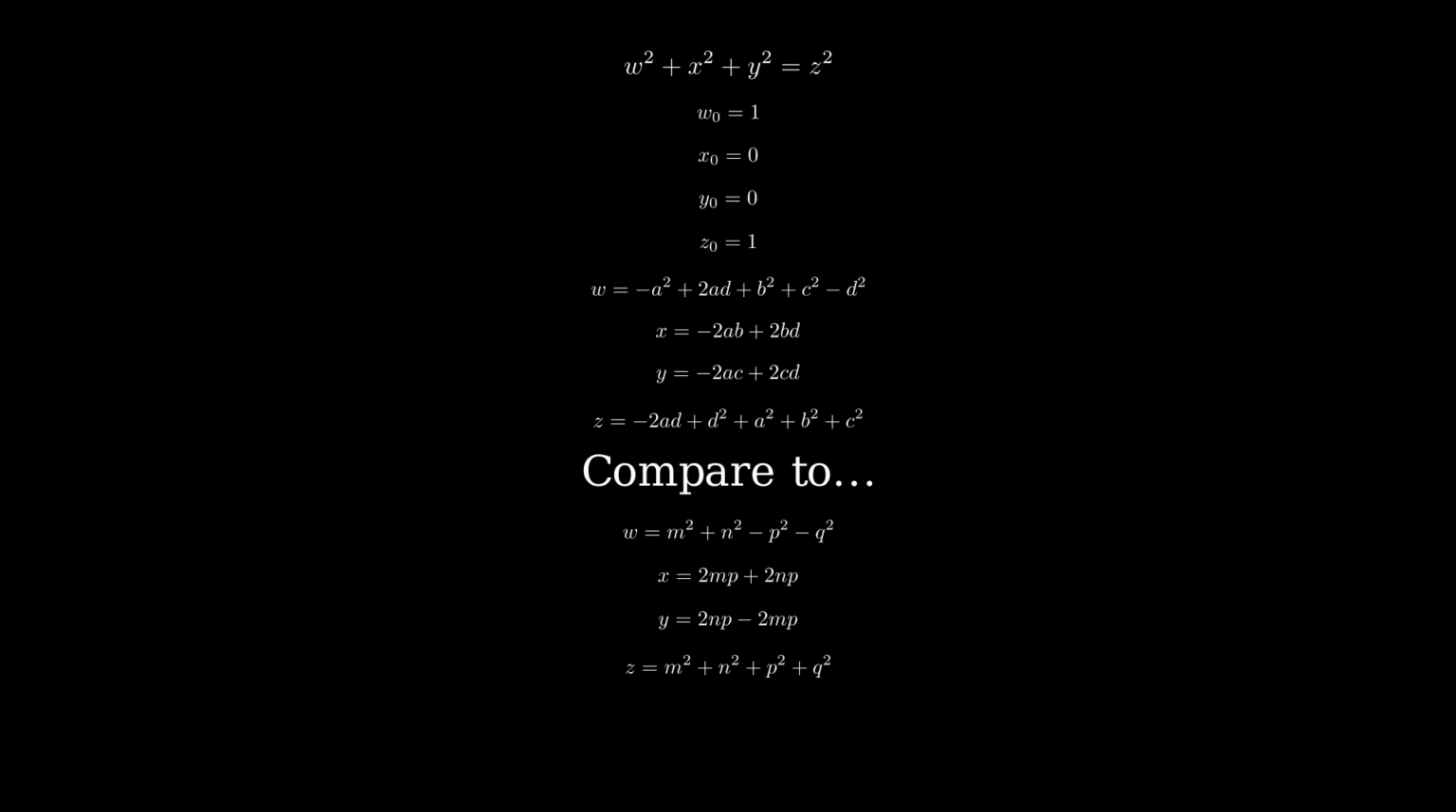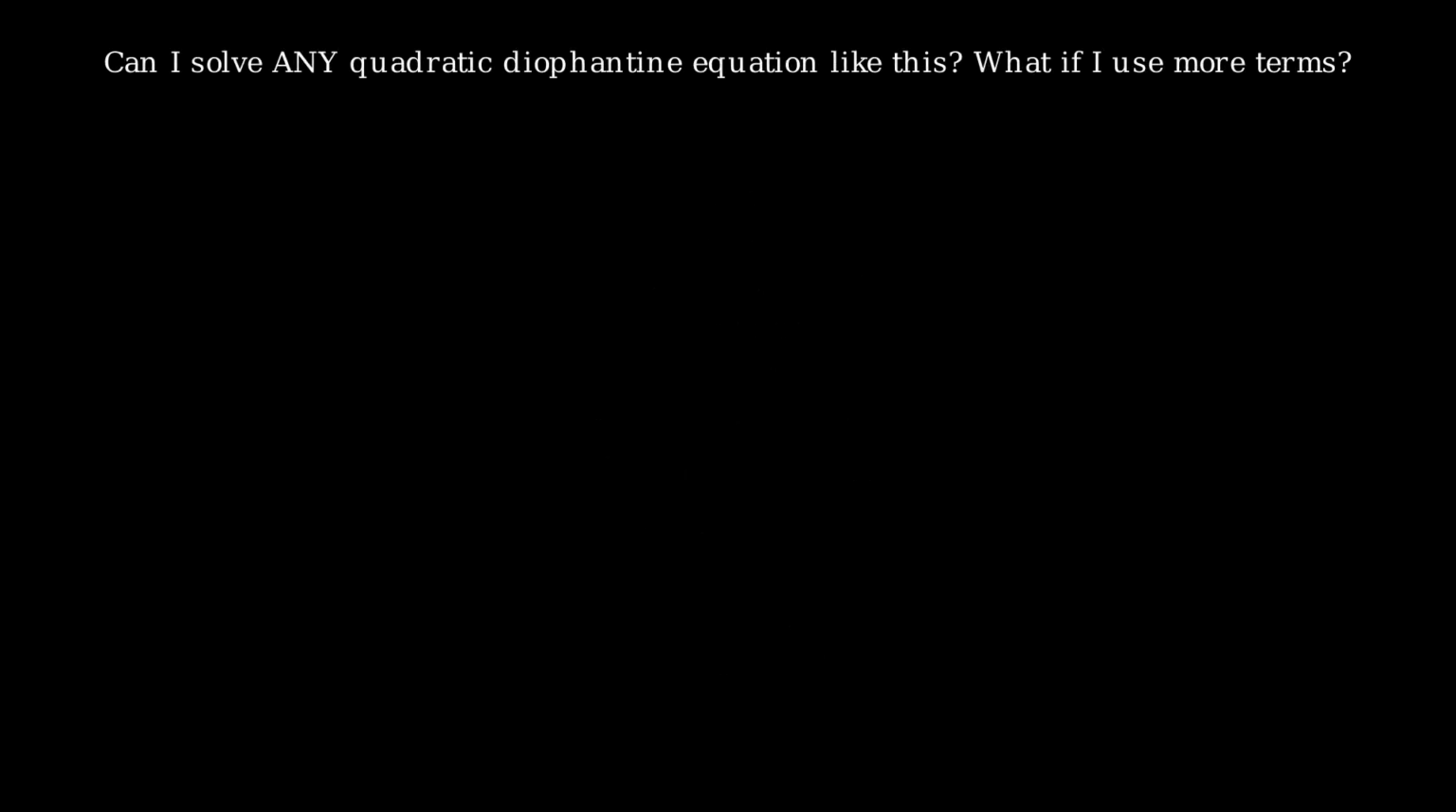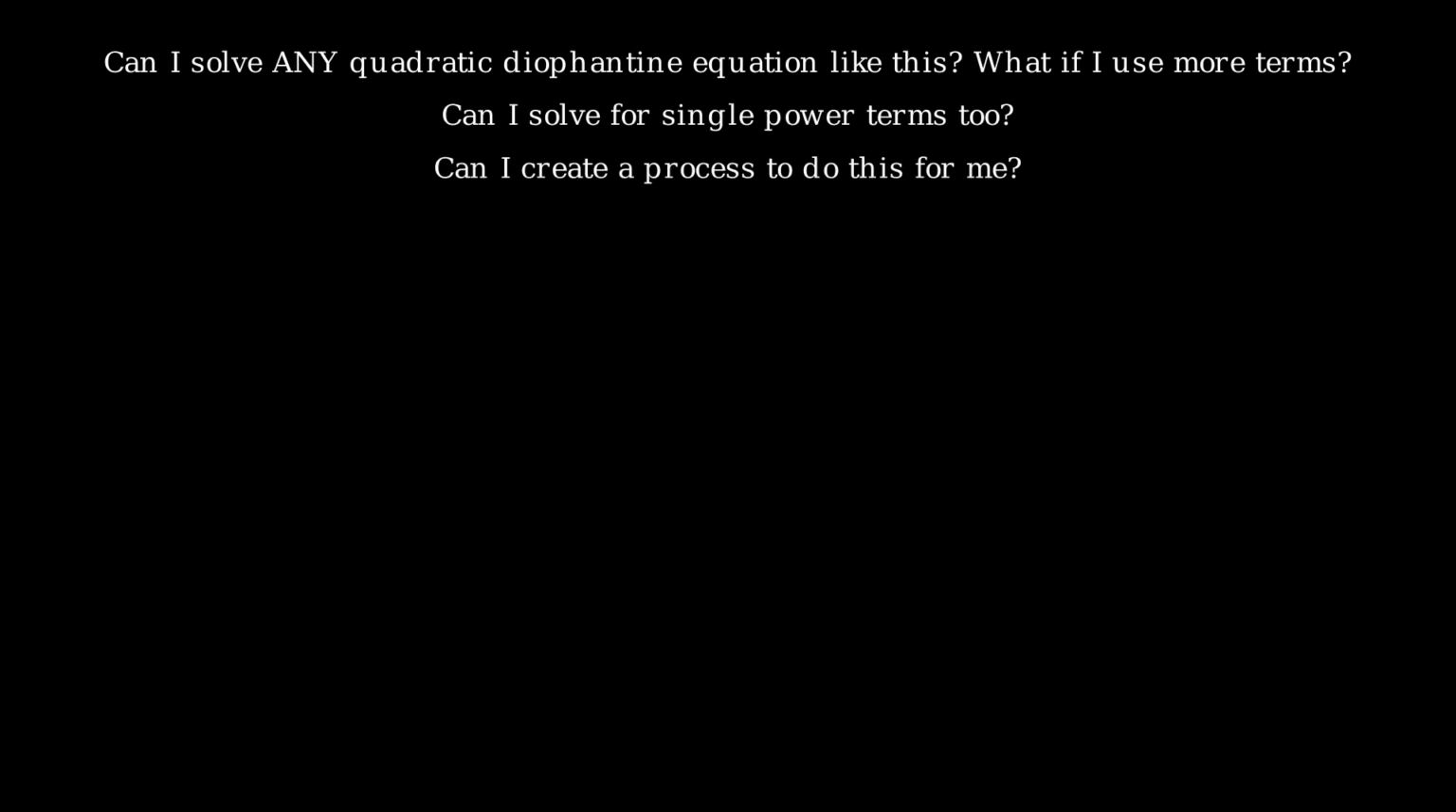Now that I know this works in higher dimensions, I want even more power. I want to use even more terms. In fact, an arbitrary number of terms. And I want it to work with constants and single power terms, like when I solved the general conic. This is where I kind of go crazy and try and find out if I can find a formula for this, which I now call the infinite term quadratic Diophantine formula.